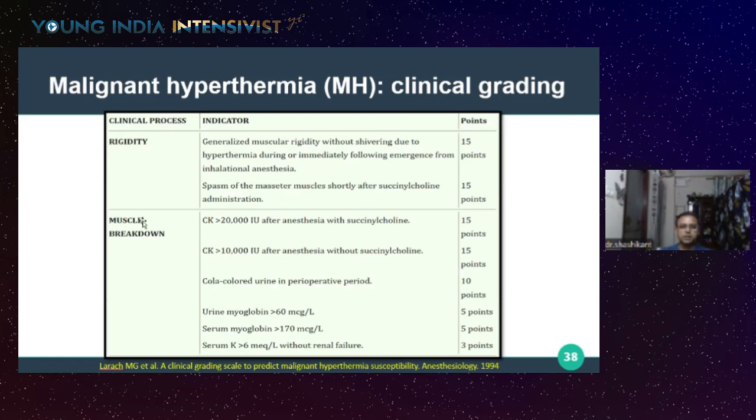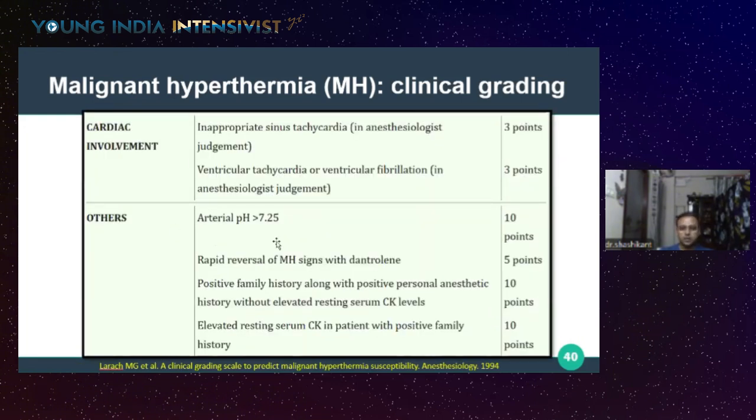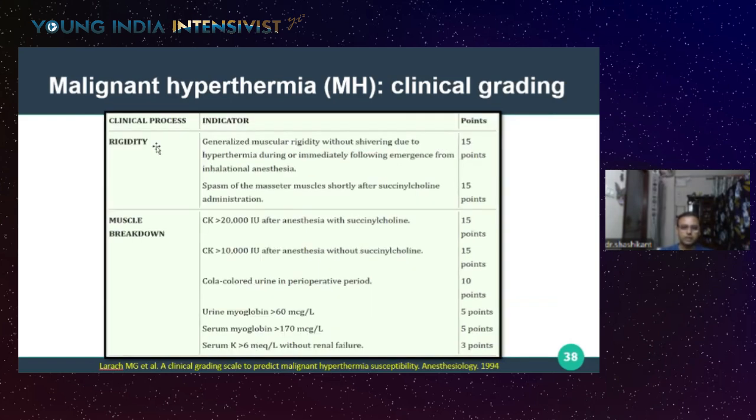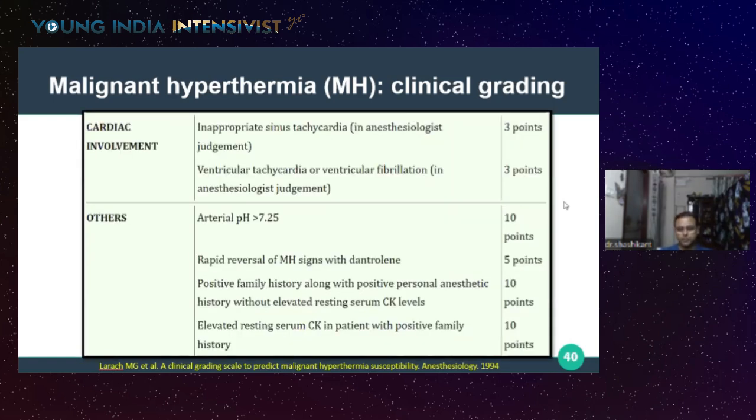There is another category, muscle breakdown, and we have objective parameters to measure it, like measuring the creatine kinase, urine myoglobin, or hyperkalemia. Again, they are given different points. For respiratory acidosis, we are measuring the end-tidal CO2 or the PaCO2 in blood, and again they're given certain points. Then there is temperature increase, and cardiac involvement and other parameters. So we can see there are different categories: rigidity, muscle breakdown, cardiac and respiratory involvement, then temperature, and others.